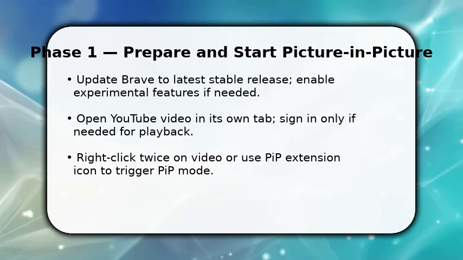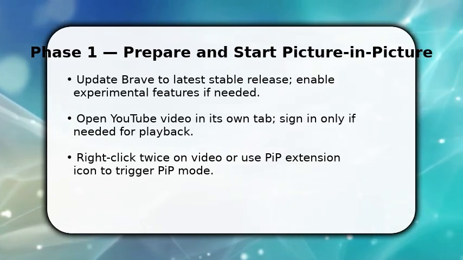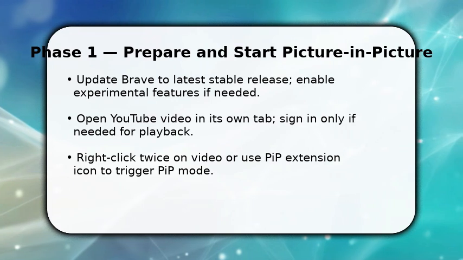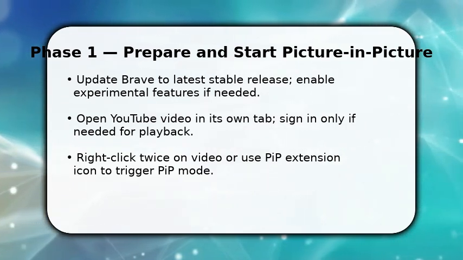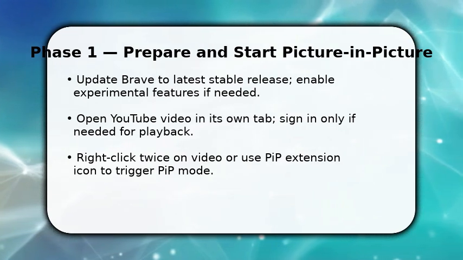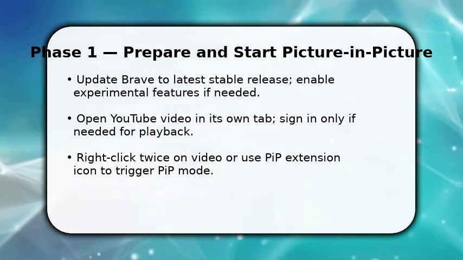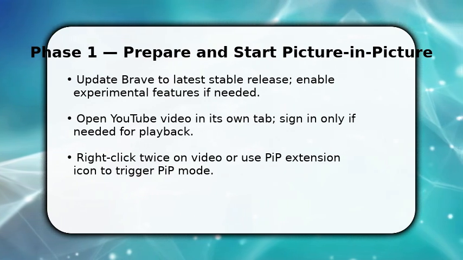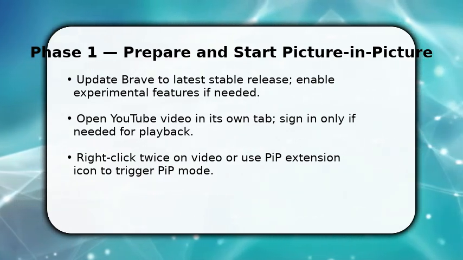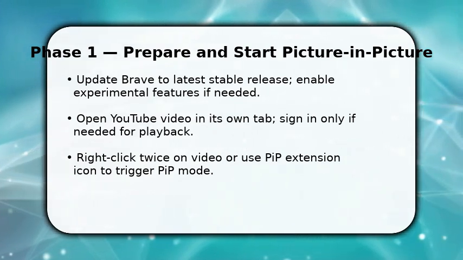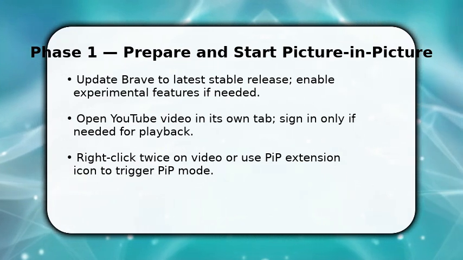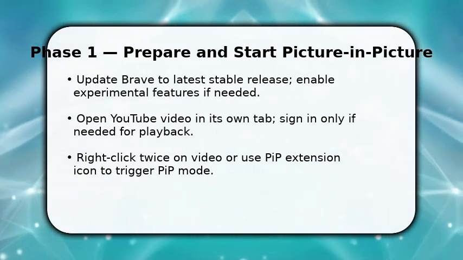Enjoy the video. You begin by making sure Brave is up to date and permissions are set so PiP works reliably. Open the YouTube video you want and put it in its own tab. This avoids focus conflicts. Next, right-click the video twice. This exposes the browser context menu for picture-in-picture, or click the PiP extension icon if you installed one. Once done, the video will detach into a small always-on-top window that you can move wherever you work.